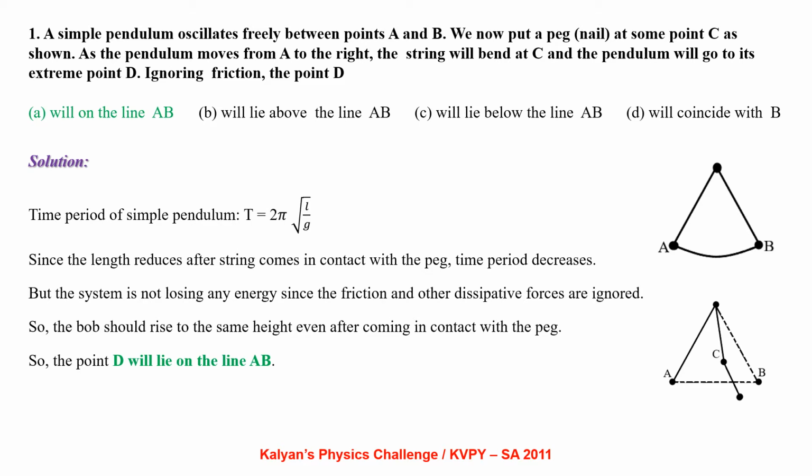Time period of a simple pendulum T equals 2 pi root L by g. Since the length reduces after the string comes in contact with the peg, the time period decreases. But the system is not losing any energy since friction and other dissipative forces are ignored. So, as per the law of conservation of mechanical energy, the bob should rise to the same height even after coming in contact with the peg. So, the point D will lie on the line AB.